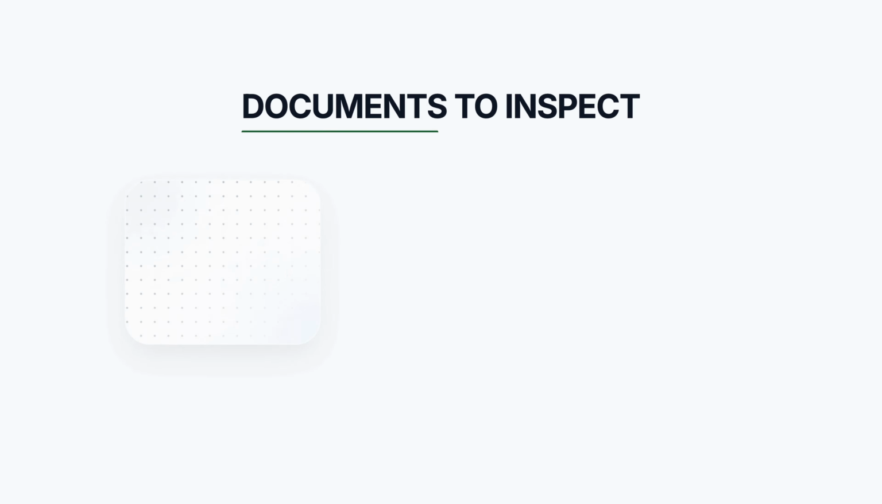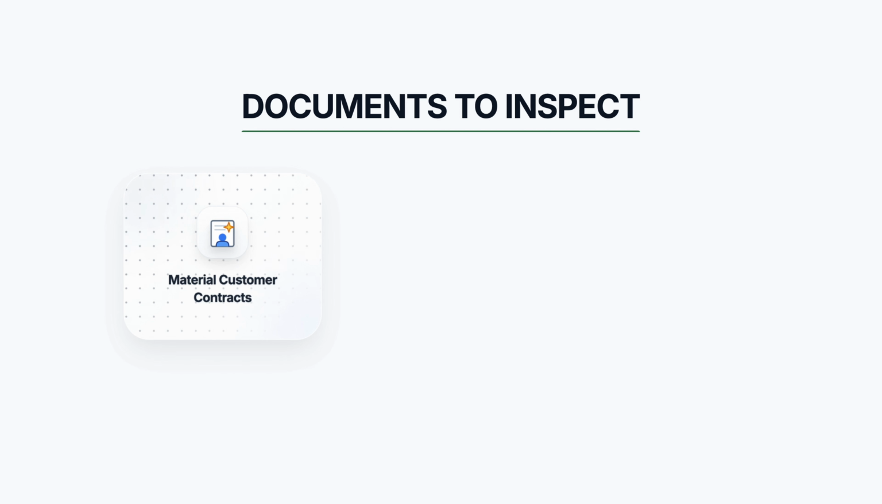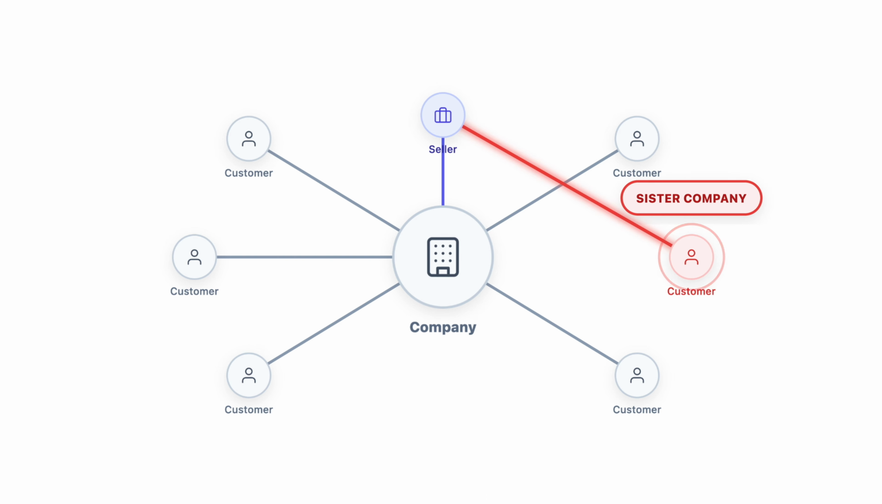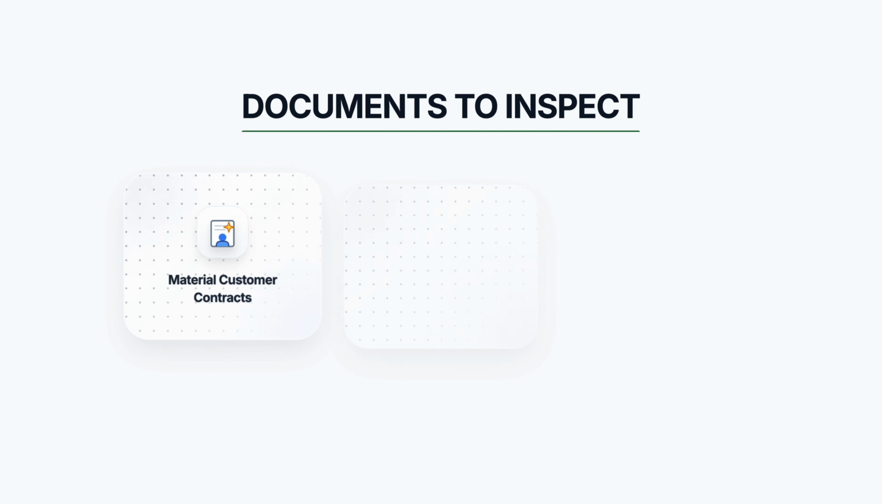Here are the documents you'll want to ask for. First is the material customer contracts. You'll want to request copies of all material customer contracts. As a pro tip, check if the customer is connected to the seller of the business. For example, is the customer a sister company? This may be a risk because that contract may end once a company has been sold. Secondly, supplier contracts. Here, pay particular attention to minimum purchase commitments, exclusivity, and termination clauses.